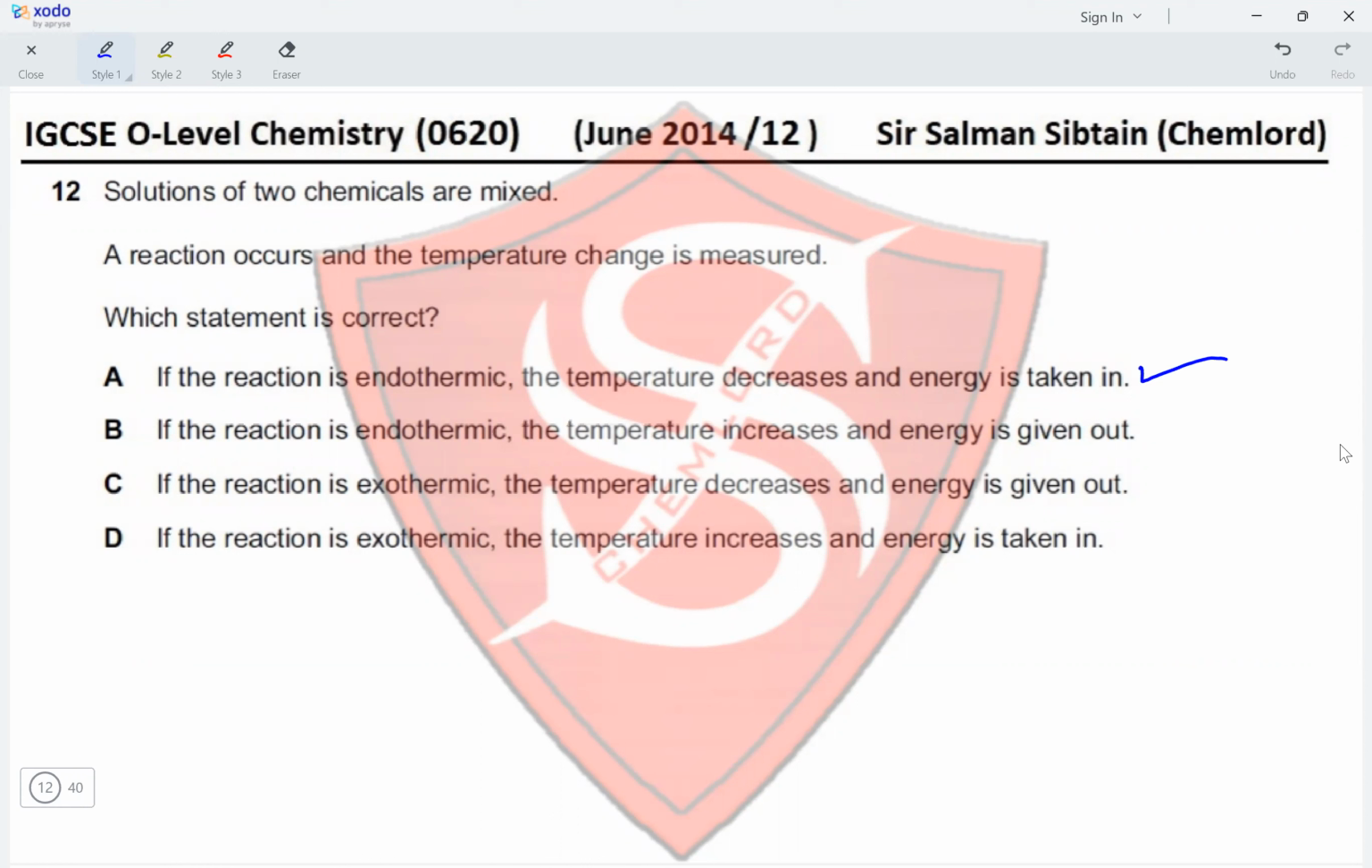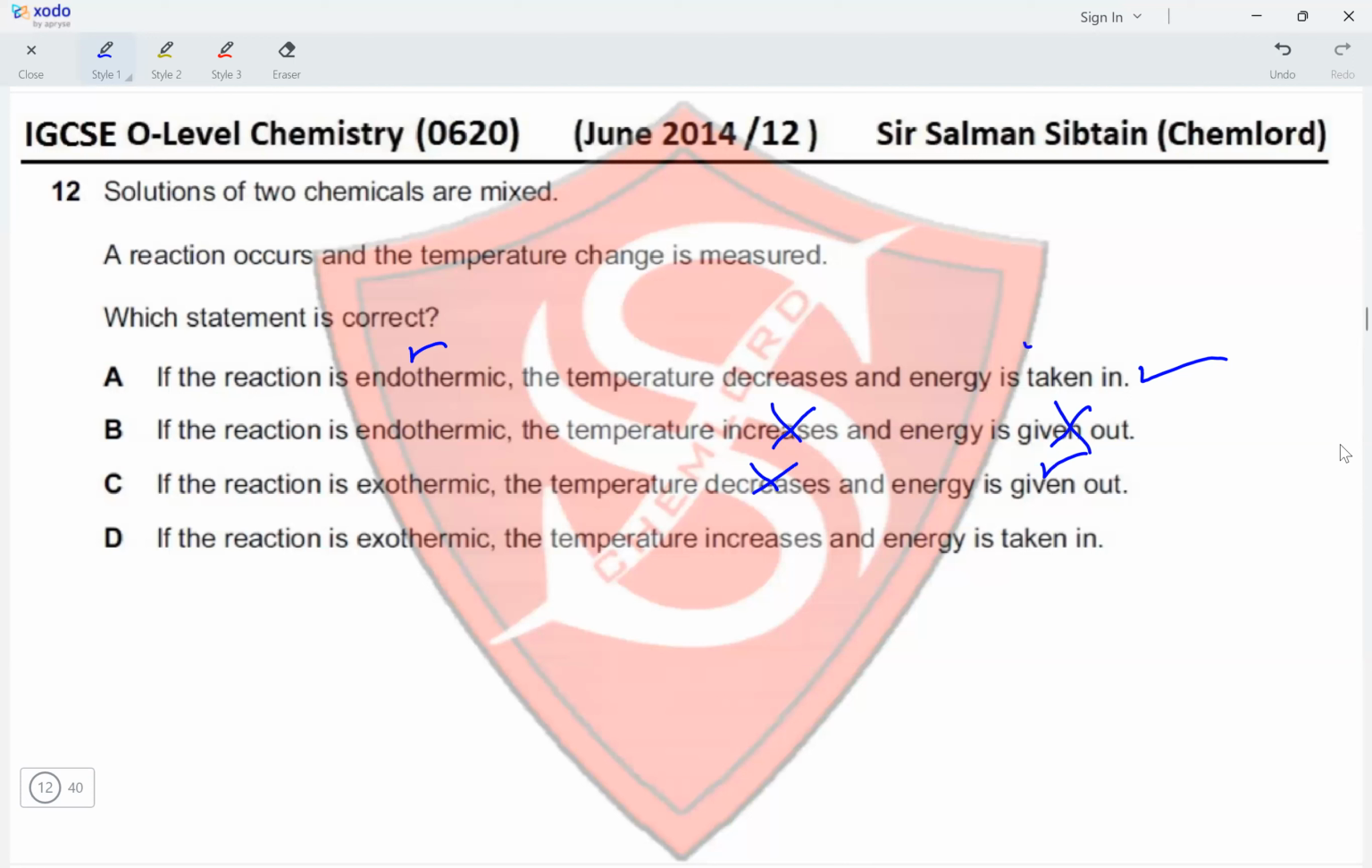Next, if the reaction is endothermic, the temperature increases. No. And the energy is given out. No. Next, if the reaction is exothermic, the temperature decreases. No. And the energy is given out. Yes, in an exothermic reaction.